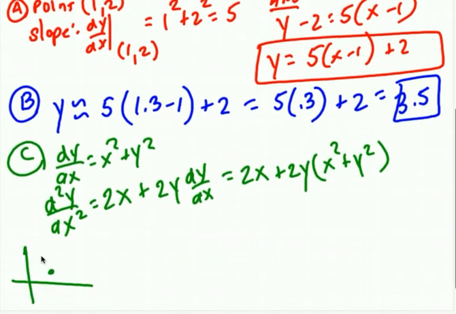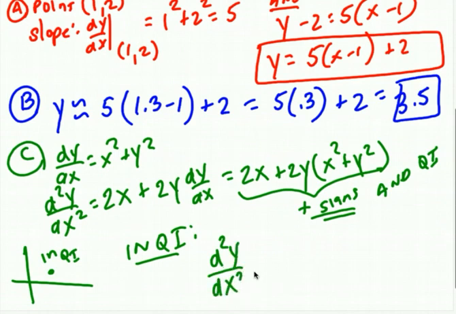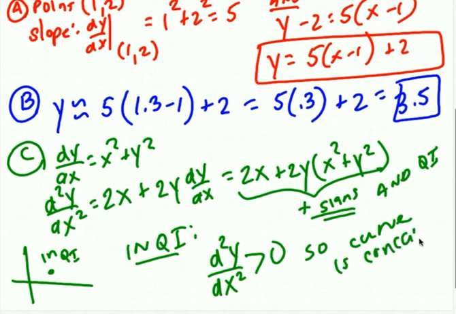1, 2 is in quadrant 1. So in quadrant 1, x's and y's are all positive. See how these are all plus signs, right? They're all plus signs, and we're in quadrant 1, which means that in quadrant 1, where x's and y's are both positive, d squared y dx squared is a whole bunch of positive things plus a whole bunch of other positive things times some positive things. It's definitely positive. So the curve is concave up, right?